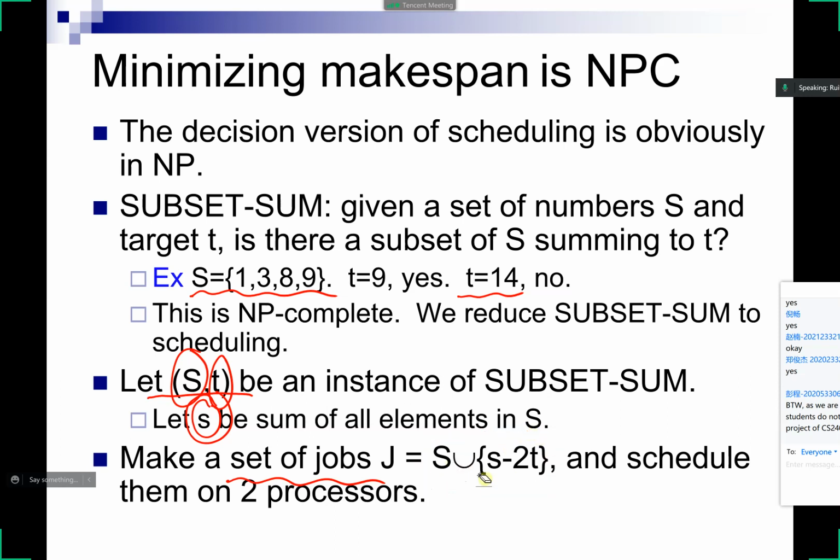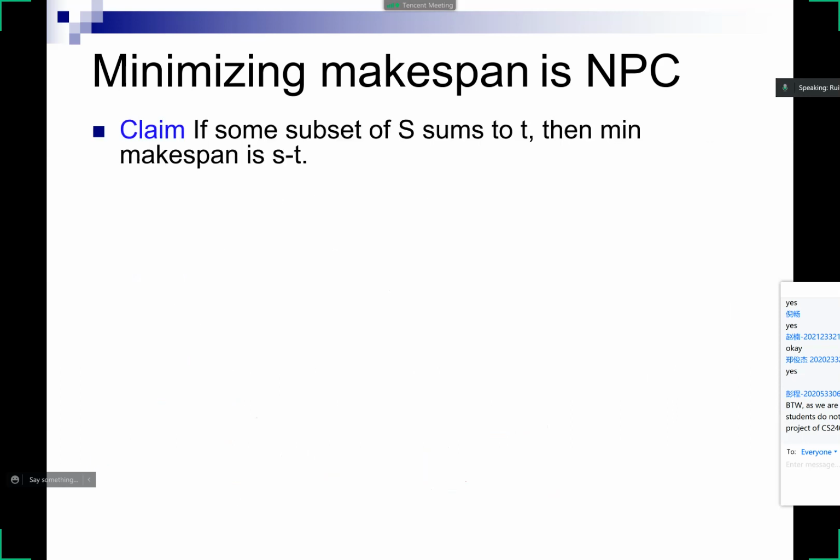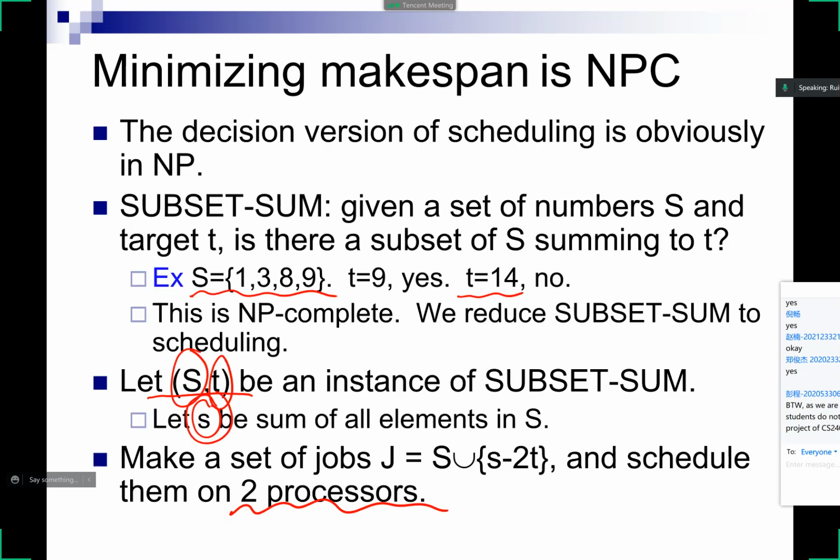And now we're going to take all of these jobs, and we just want to schedule them on 2 processors. So even if you try to minimize makespan on 2 processors, which sounds quite easy, that's still NP-complete. And the reason is that we can show this reduction of subset sum to makespan scheduling on 2 processors, using this set of jobs.